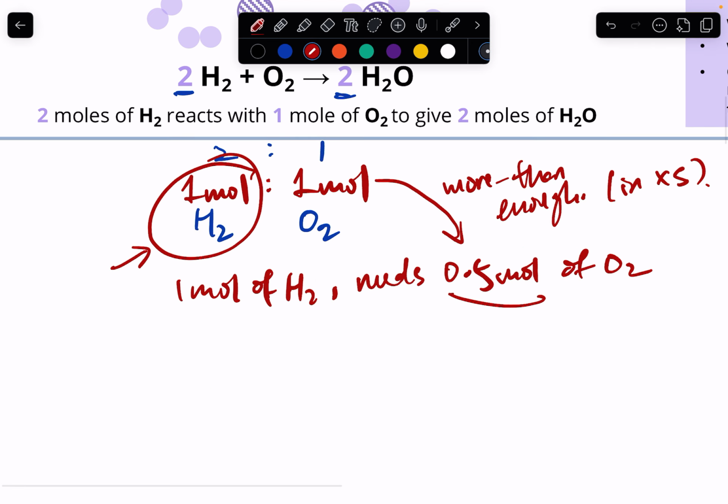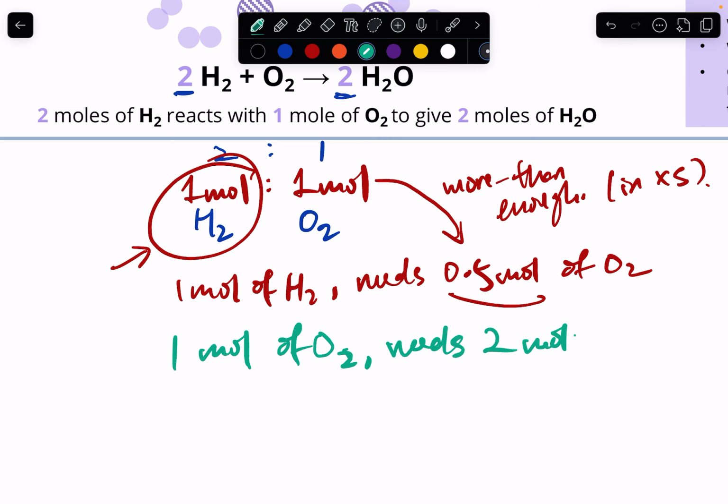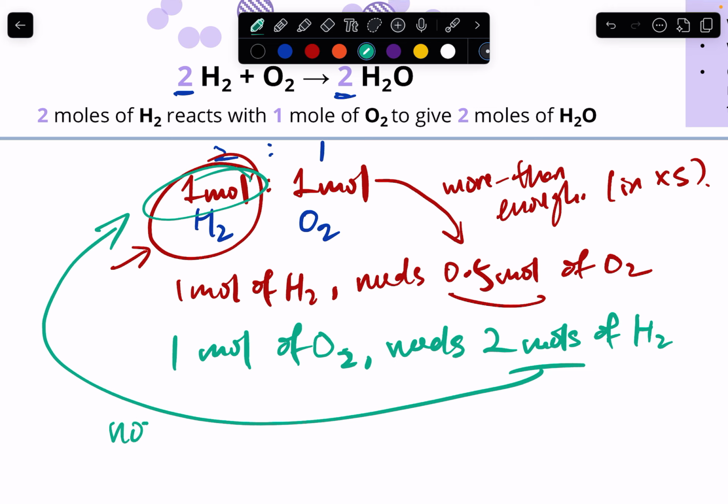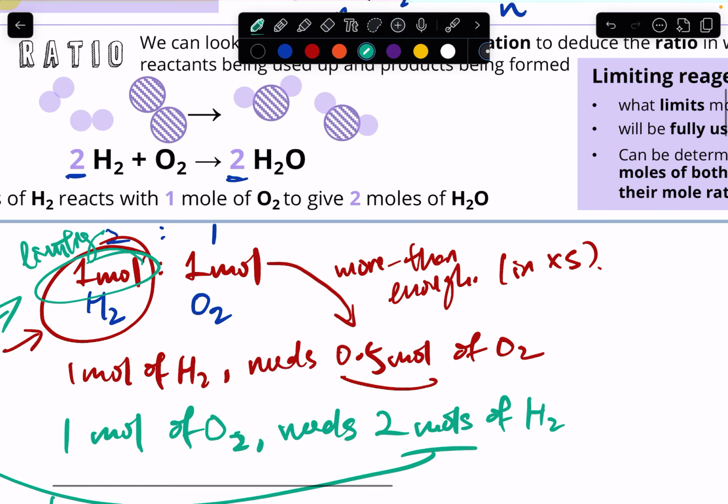If I analyze it from another angle, I have 1 mole of O2. It needs 2 moles of H2 to react. I only have 1 mole. Not enough. So this tells me that this is limiting. So either way, what we do is we just look at one of them first and we compare using the mole ratio. Do I have enough? Do I have more than enough?